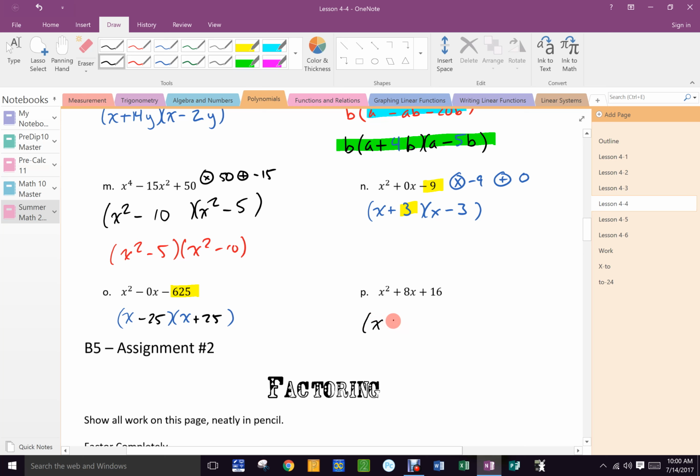X plus 4. X plus 4. 4 times 4 is 16. 4 plus 4 is 8. Is everybody good? Okay. So it's like we have this square root thing. You don't have to do anything, you just put it in.